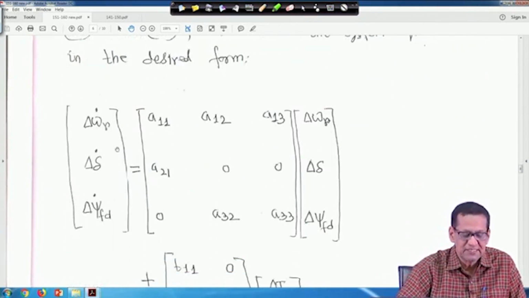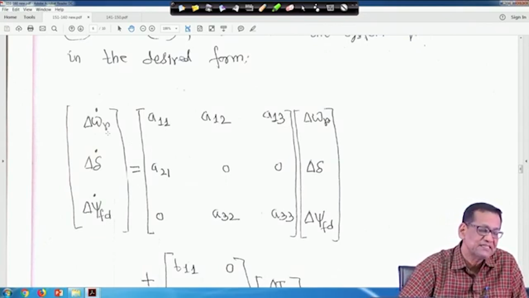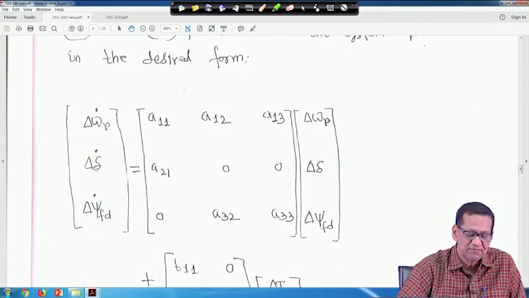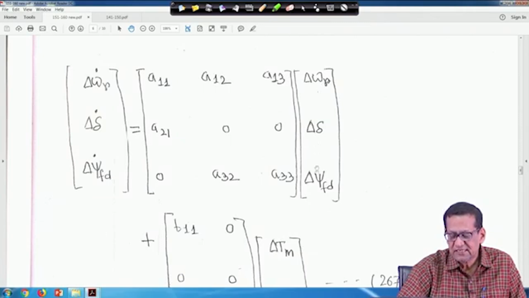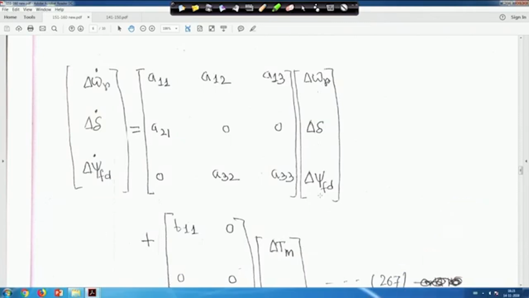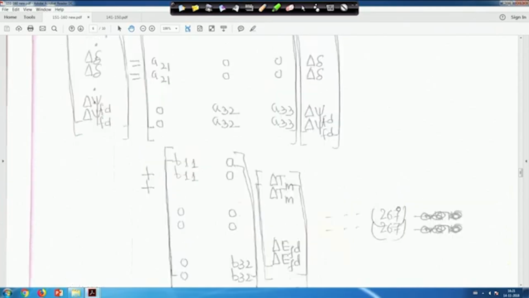So, this will be equal to delta omega dot, delta delta dot and delta psi FD dot, because it is p delta omega r. So, p is d/dt, so it is delta omega dot. Similarly for delta delta dot, we put it in this form: A11 A12 A13, A21 0 0, 0 A32 A33, and delta omega, delta delta state variable form, we are putting delta psi FD, plus BU form, that B11 0, 0 0, and 0 B32, delta Tm, delta EFD. This is equation 267, right.